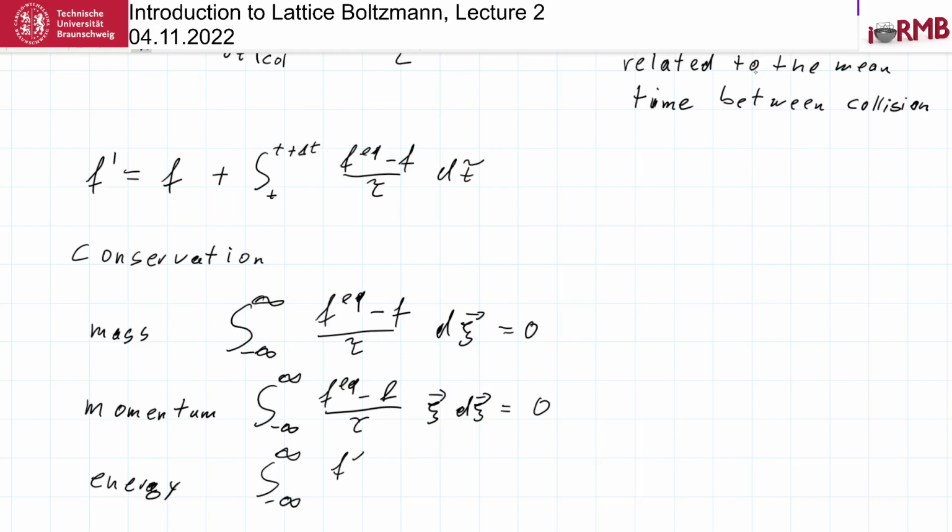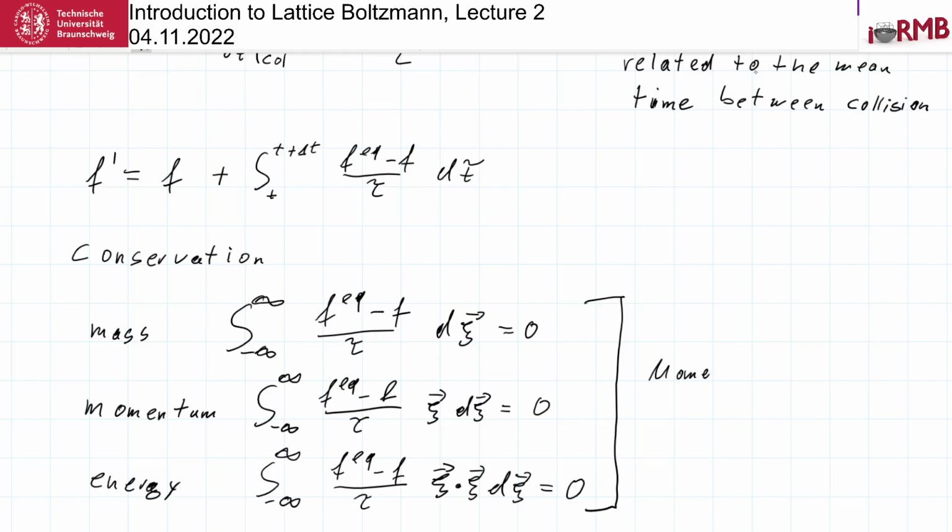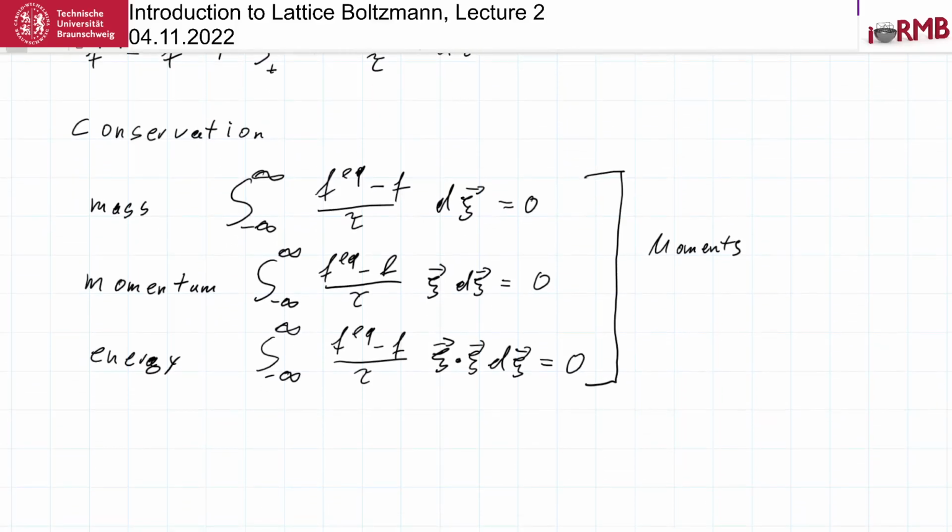So in order to get energy out of this, we multiply by xi scalar product xi and integrate over xi, and this again is 0. So these things we have already introduced last time. These guys are called the moments. And they are extremely important for understanding kinetic theory and the Lattice Boltzmann method in particular.